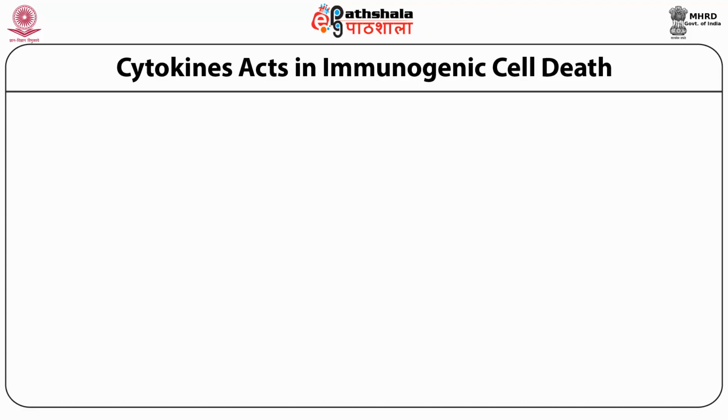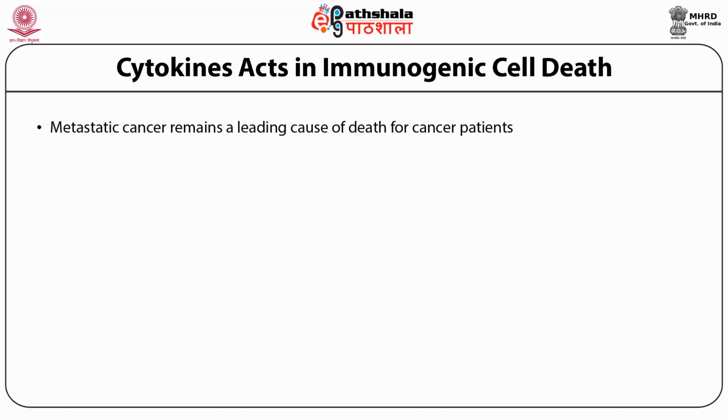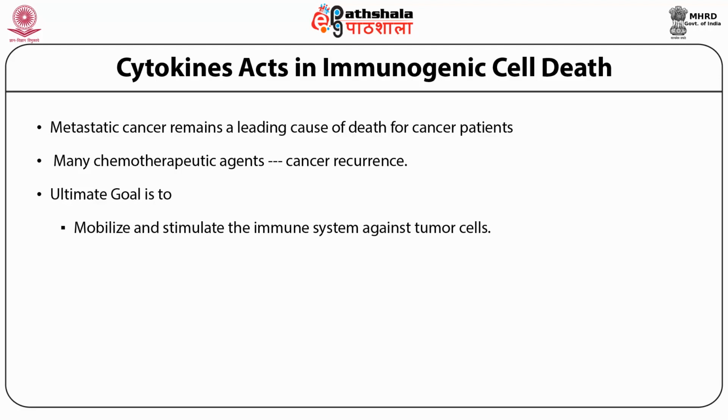Despite advances in treatments like chemotherapy and radiotherapy, metastatic cancer remains a leading cause of death for cancer patients. While many chemotherapeutic agents can efficiently eliminate cancer cells, long-term protection against cancer is not achieved and many patients experience cancer recurrence. Mobilizing and stimulating the immune system against tumor cells is one of the most effective ways to protect against cancer that recurs or metastasizes. Activated tumor-specific cytotoxic T lymphocytes can seek out and destroy metastatic tumor cells and reduce tumor lesions.